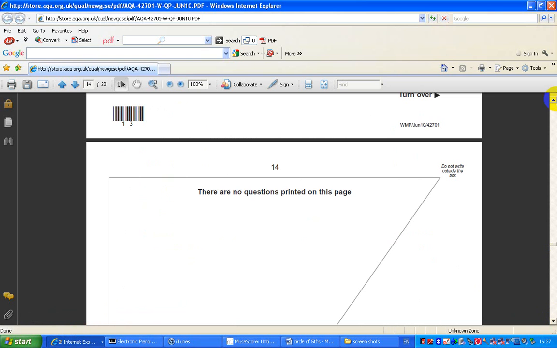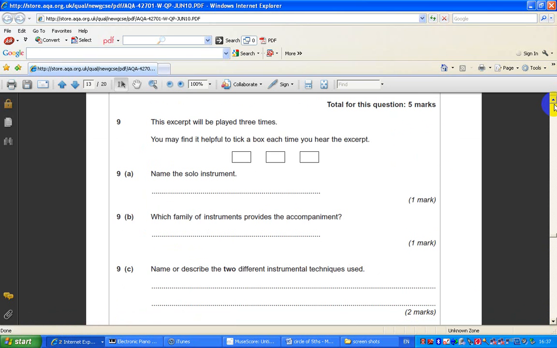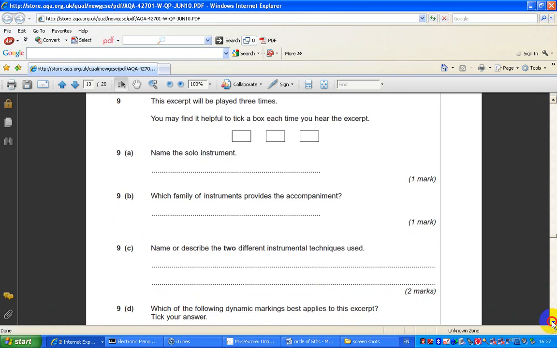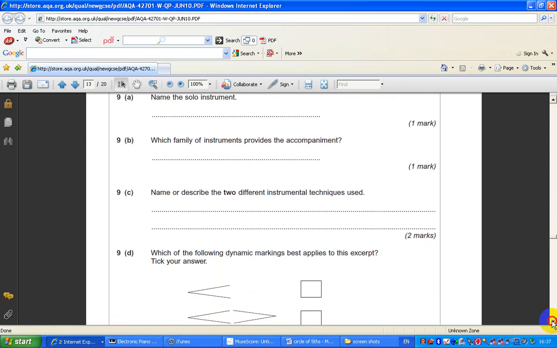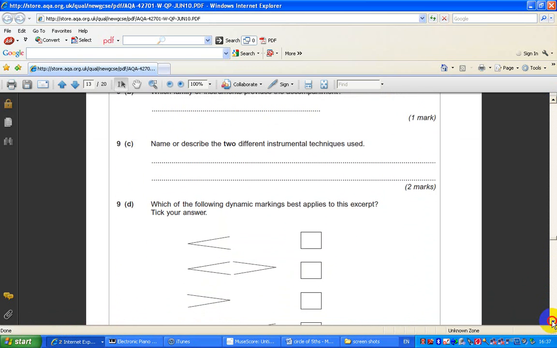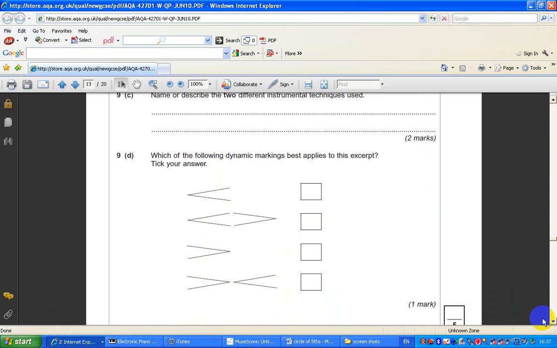So the last question was, which of the following dynamic markings best applies to this excerpt? Tick your answer. The music crescendoed and it diminuendoed. Here it's just crescendoing, it would stay at that level of loudness, or it was getting quieter and then stay quieter, or it was getting quieter, diminuendo, crescendo. It was the second one.